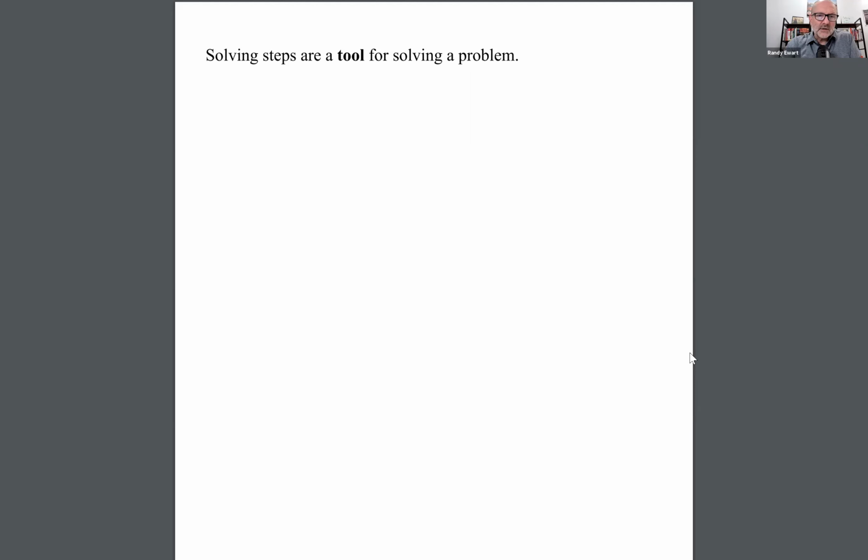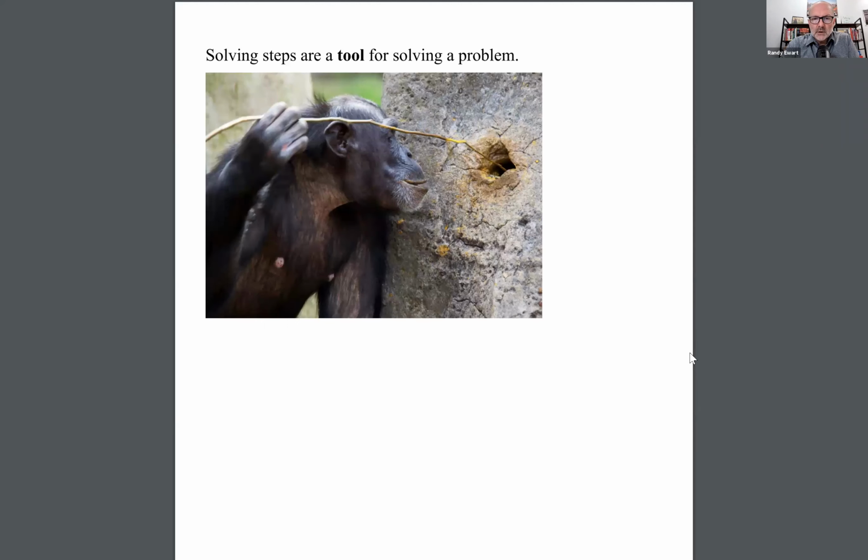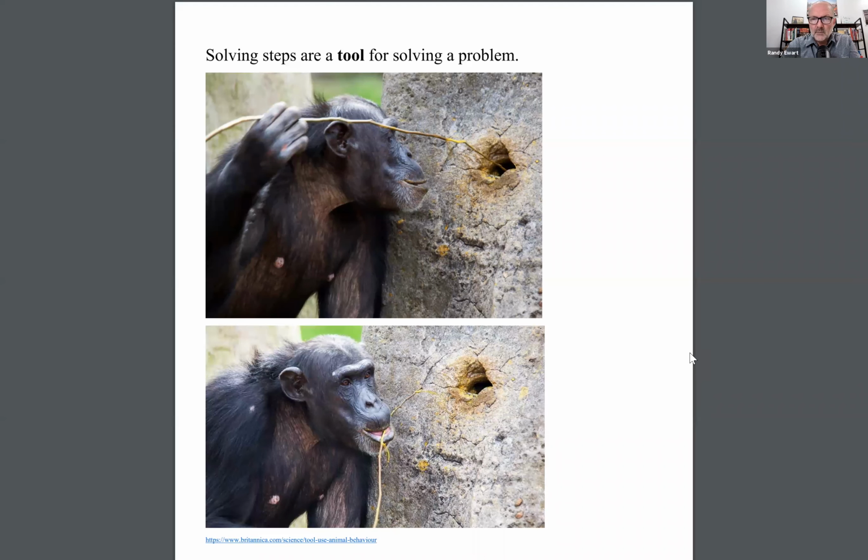So solving steps, the steps we use to solve instead of just figuring it out, those steps are a tool for solving our math problems. Well, let's talk about what a tool is. Here we have a chimp using a tool. He or she is trying to get at the bugs that are hiding in the little cave, the hole. And they actually do this. They'll put a branch in there. The bugs stick to the branch, and then the chimp can eat the bugs.